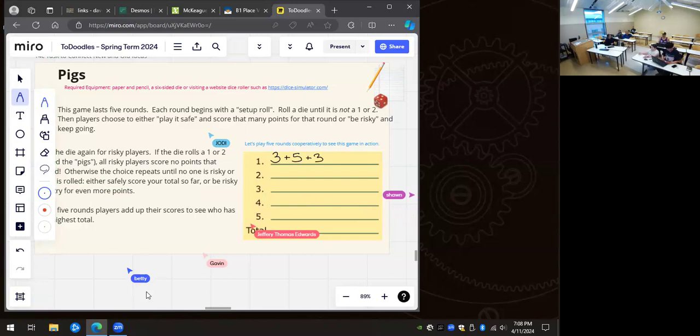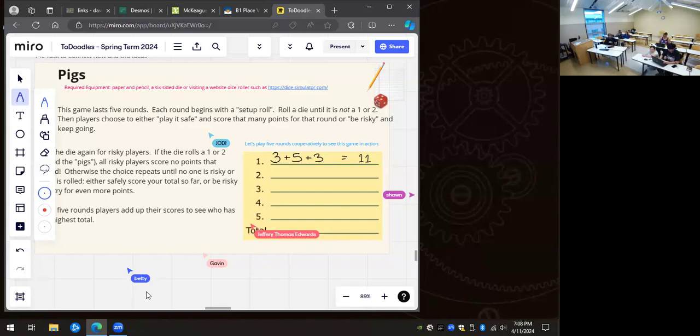But go ahead and roll, to see if Gavin was playing himself, if he'd be happy. 2, so you would have been sad, because you would have lost all your points, and we would have had 11. Thanks for saving me then. But we picked to be safe, so I'm going to write equals 11. So then we'll keep going, we'll do that 5 times.